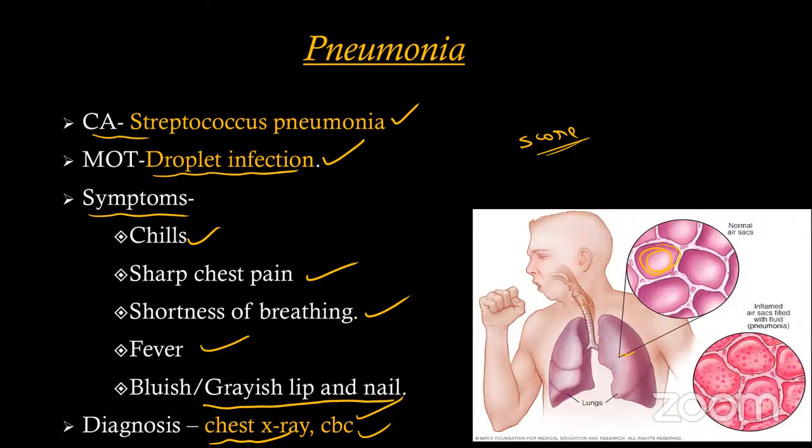So this is about pneumonia. Do you have any questions on pneumonia? Pneumonia is caused by Streptococcus pneumoniae and it spreads through droplet infection and it causes a grayish color of the lips and nails. Okay. So then chills, sharp chest pain, shortness of breath and fever, these all are the symptoms of pneumonia.